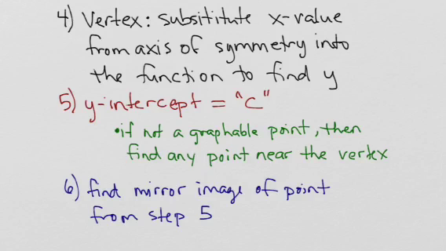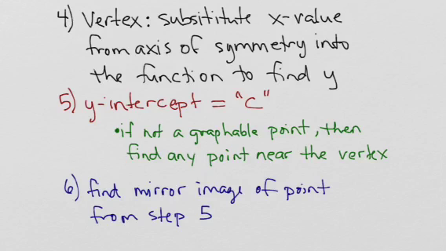Then is the vertex. That's that corner point on the graph, right on the axis of symmetry. And to find it, we're going to substitute the x value that we just got from step 3 into the function, and that'll find the y. That y-coordinate will tell us where on the axis of symmetry the vertex is, because the vertex is always on the axis of symmetry somewhere.